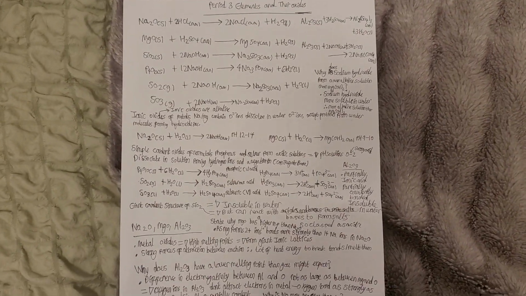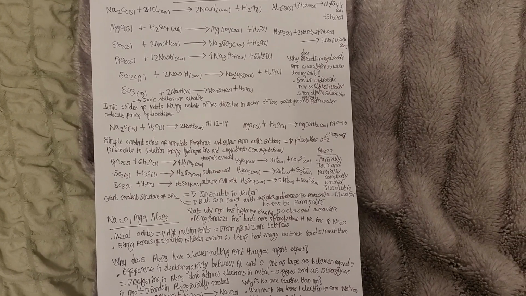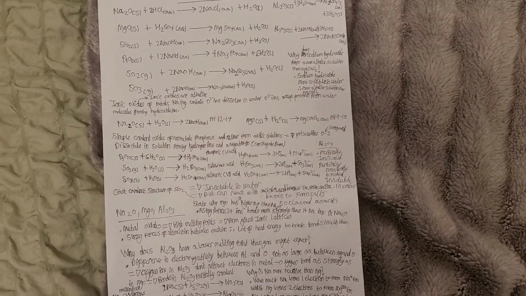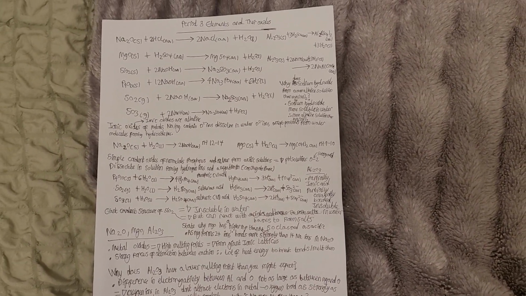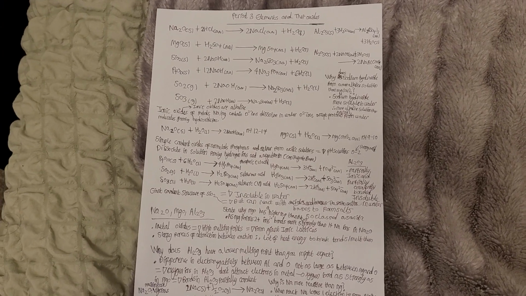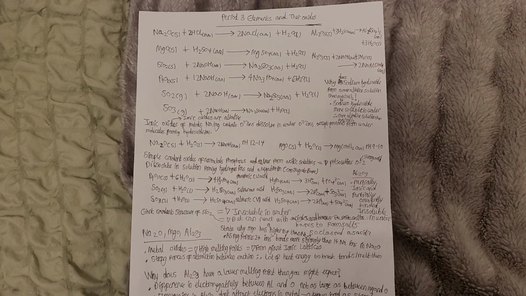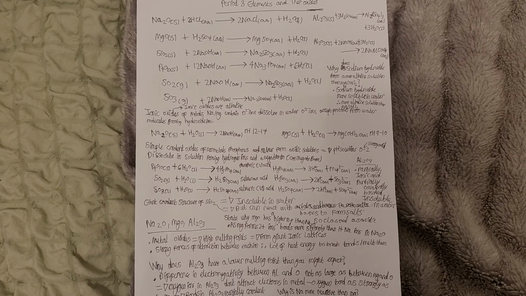Period 3 elements and the oxides. This topic is only 2 pages in the CGP textbook, but 2 pages full of equations, full of reactions, the pHs you have to learn for which reaction. Let's get into it. So, sodium oxide, Na2O solid plus 2HCl aqueous forms 2NaCl aqueous plus H2O liquid.